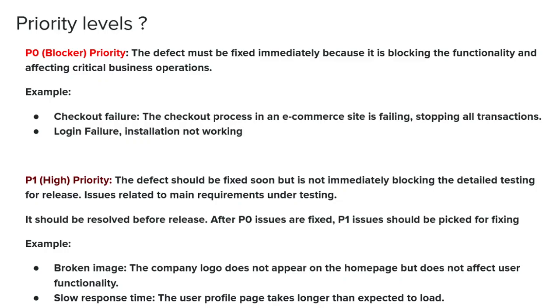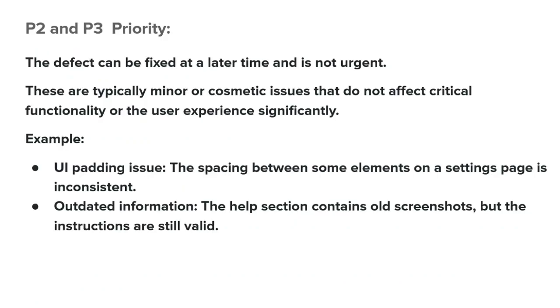After P0 and P1, there are P2 and P3 priority issues. So what is P2 and P3 priority? P2 and P3 priority defects are issues which can be fixed later and they are not urgent. Such issues might not have impact on any functionality. They can be minor UI or cosmetic related issues and they are not very urgent to fix. They don't affect the critical functionality and user experience.